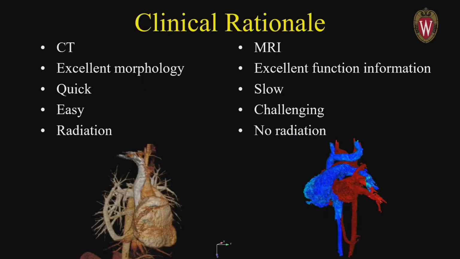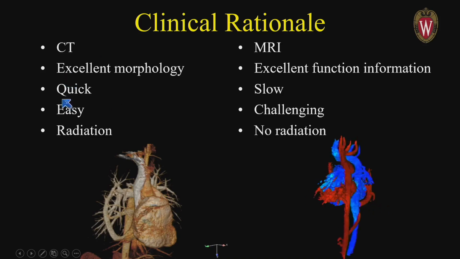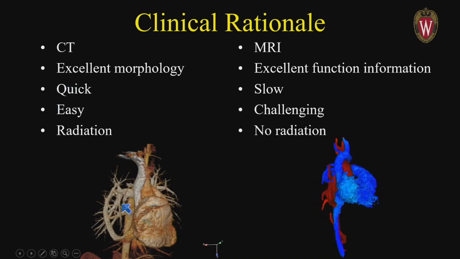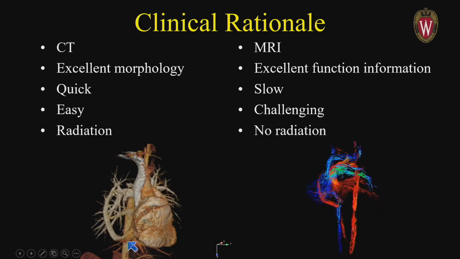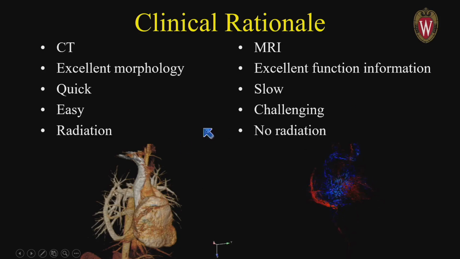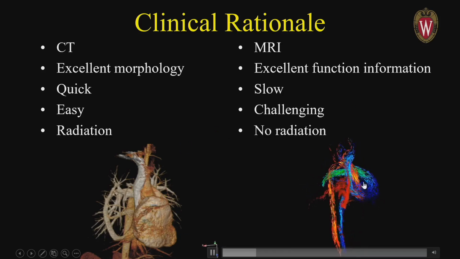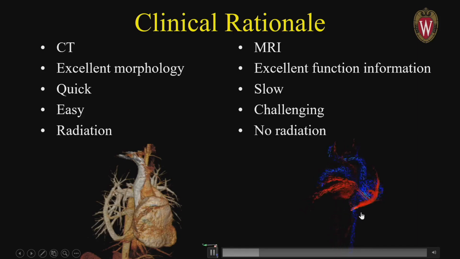And the rationale for this, of course, we know that CT provides excellent morphology, and it's quick and easy, and it uses radiation. Here's a patient with a partial anomalous pulmonary venous return returning to the inferior vena cava. MR, on the other hand, has excellent functional information. It's relatively slow, although the 4D flow techniques are now faster, and it's challenging to post-process, but it doesn't involve any radiation.